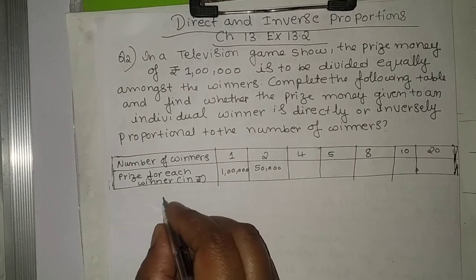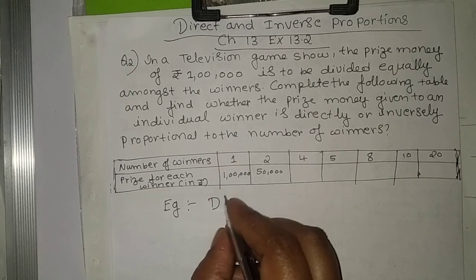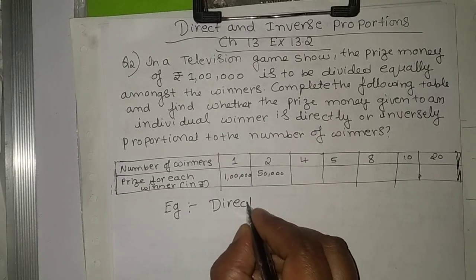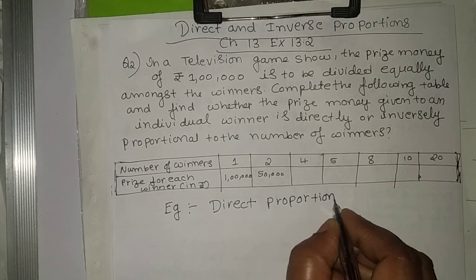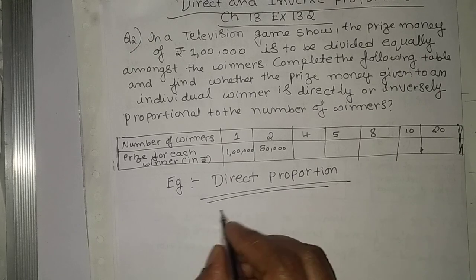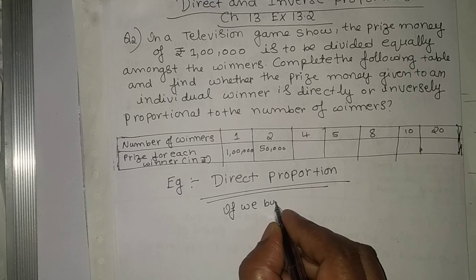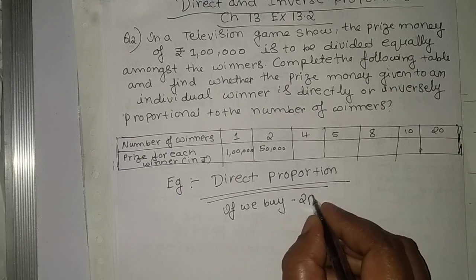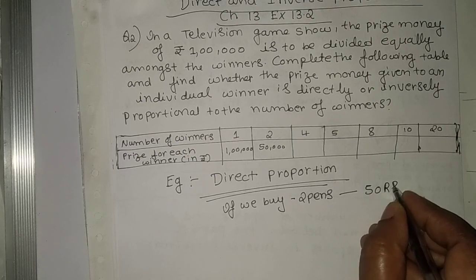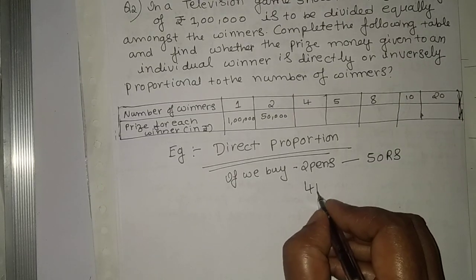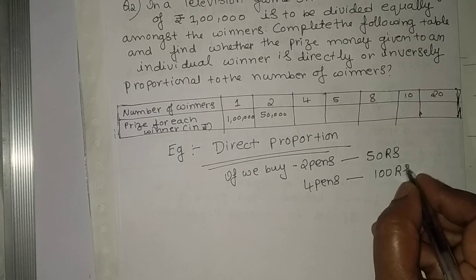I'll give two examples. Example for direct proportion. So for direct proportion, if we buy 2 pens, it costs 50 rupees. 4 pens means 100 rupees. So this is the direct proportion.